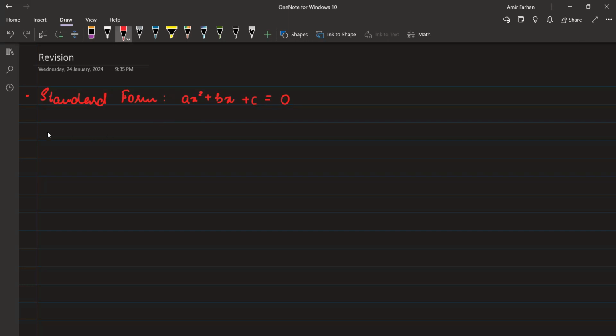Okay, so similar to the polynomials, in the polynomials we had zeros of the polynomial, but in the equations we have roots of the equation. Okay, so there are two roots.